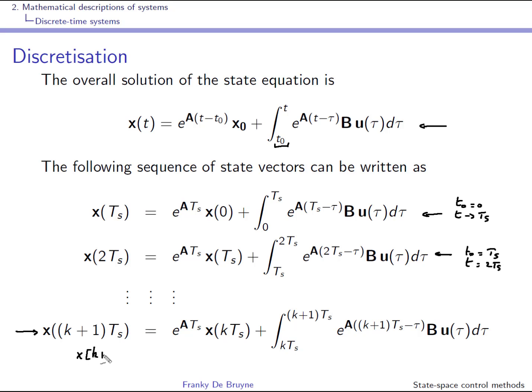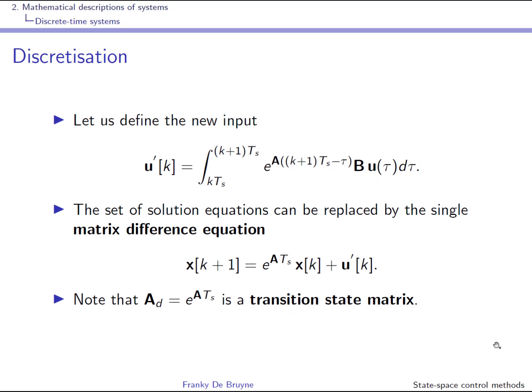So it's x of k plus 1 is equal to this matrix here, the exponential of A ts. This is why we have spent so much time on the exponential of A t, right? So that we could compute this quantity over here, times x of k. This will be my state transition matrix in discrete time. This is what we'll call AD, and here we have a term that we'll call u prime of k in the next slide.